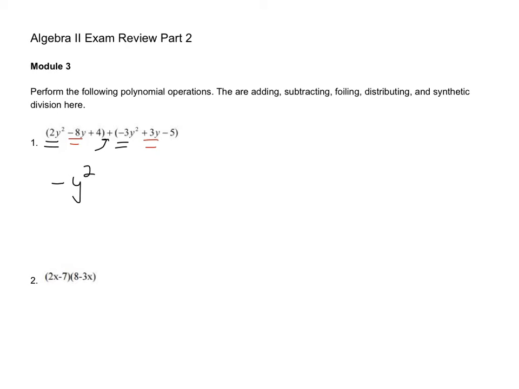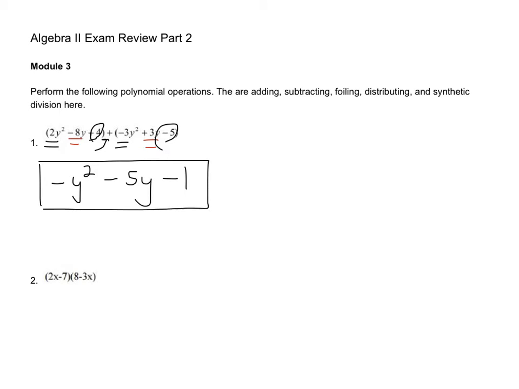We have two y terms. We have a negative 8y and a positive 3y. That would add to a negative 5y. And then we have a 4 and a negative 5, which would add to negative 1. So there's my sum polynomial, just adding together the like terms.